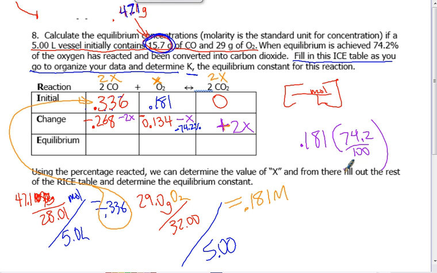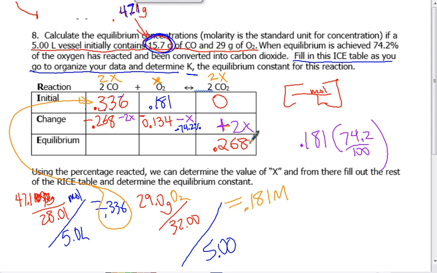If I am losing 0.268, what is the missing value for carbon dioxide here? How much carbon dioxide am I making? Why is that also 0.268? Right. I'm losing 2x. On the other side, I'm making 2x. True? So I'm going from 0 plus 2x. If I already know the value of 2x, I just wrote that as the equilibrium value.